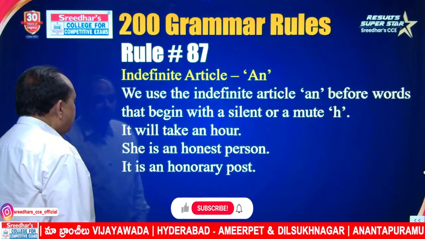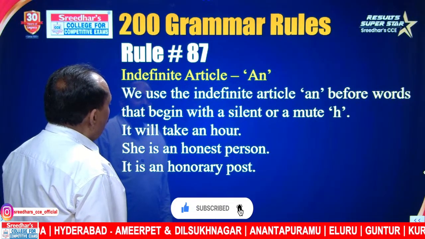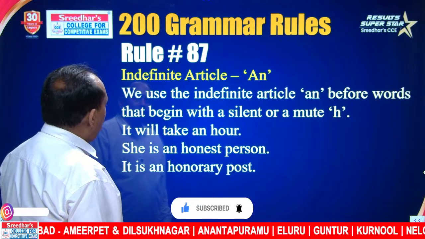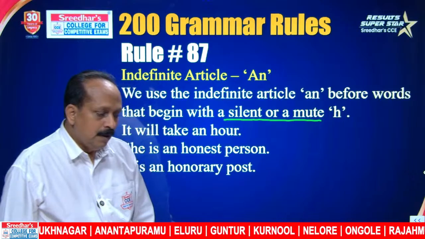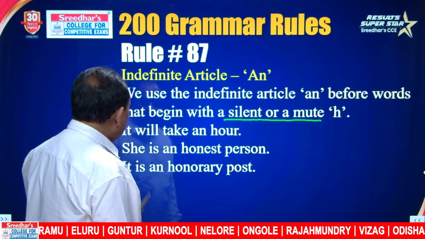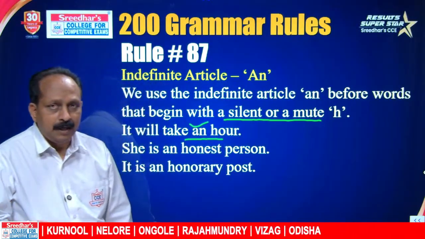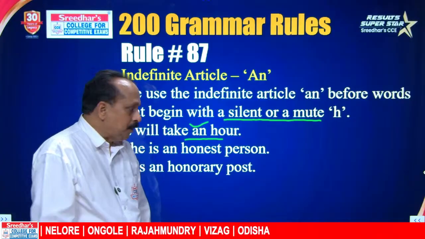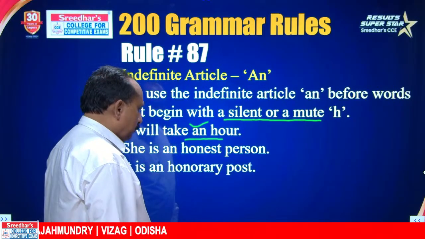Rule number 87, indefinite article an. We use the indefinite article an before words that begin with a silent or mute H. H is silent, mute, we should use an. Look at the examples. It will take an hour. This everyone knows. In the past they gave this, but nowadays they are touching other examples. She is an honest person.